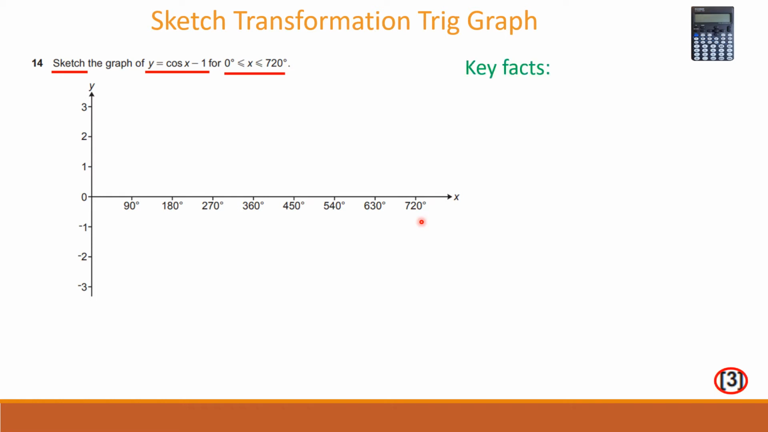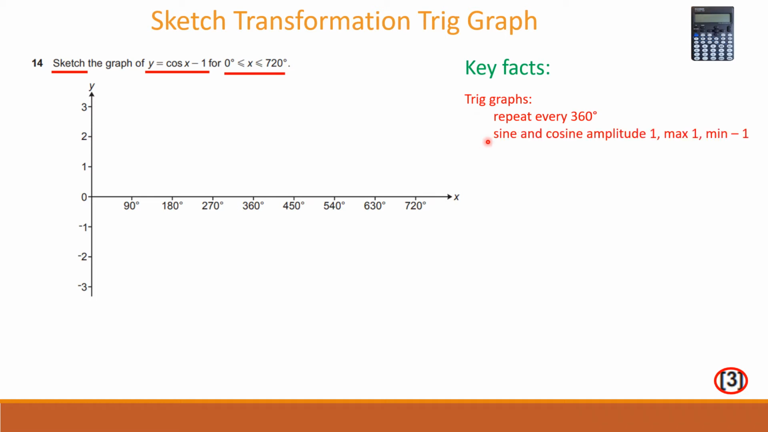Now the key facts that you need to be able to answer this question are what the trig graphs actually look like. You need to know the shape of the trig graphs, and you need to know that they repeat every 360 degrees. So what happens between 0 and 360 will just be exactly the same between 360 and 720, because the graphs repeat every 360 degrees for the sine curve and the cosine curve.